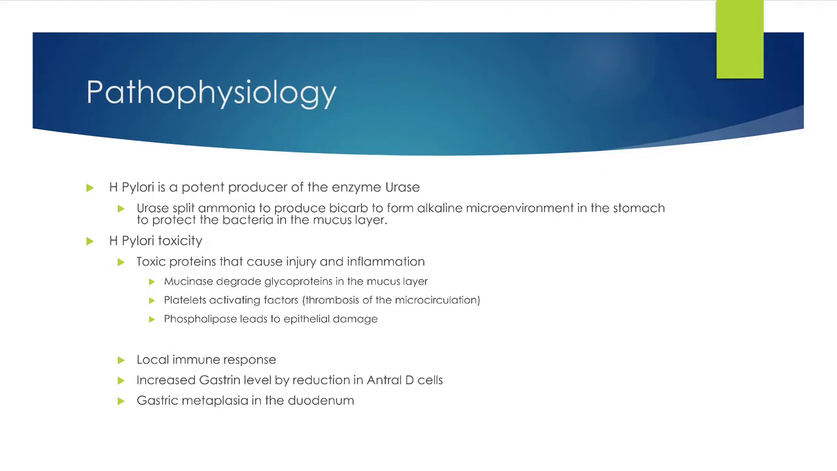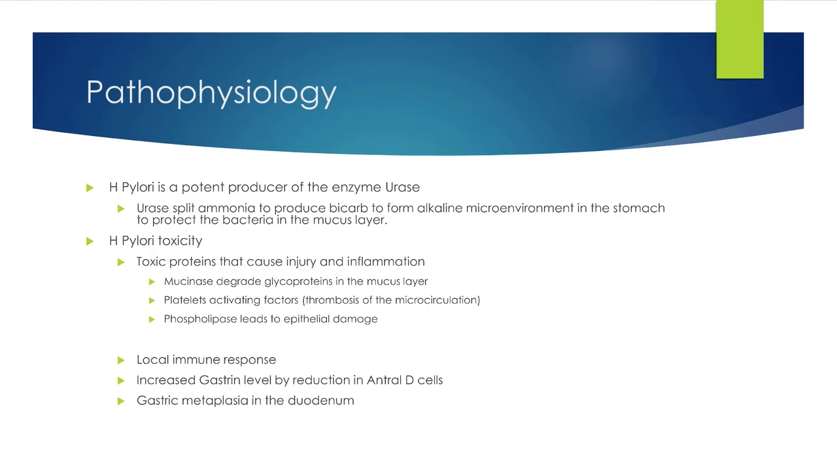The toxic proteins that get secreted by it are three. Mucinase, and this will degrade the glycoprotein component of the mucus layer, which is one of the protective barrier mechanisms to protect the duodenum and the stomach lining from being digested by the pepsin and the acid. It also produces the platelet activating factor, which leads to microthrombosis and ischemic changes in the mucosa.